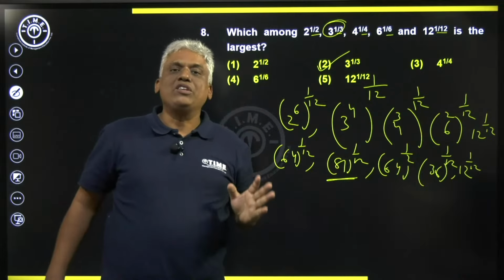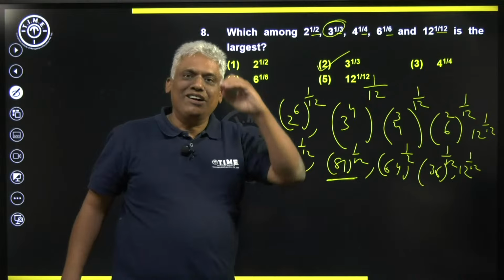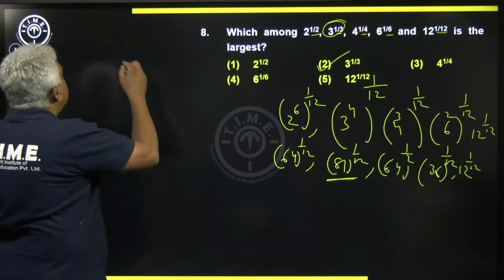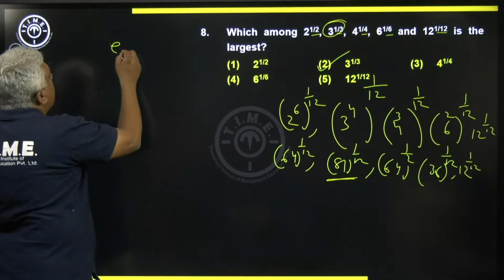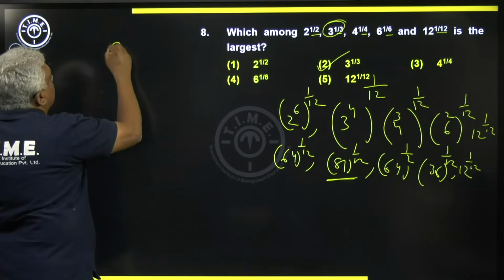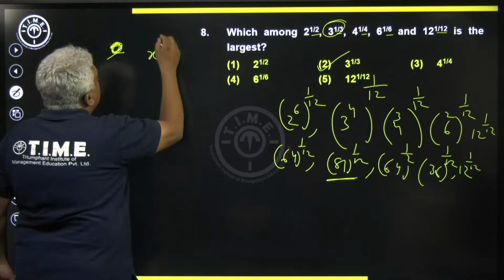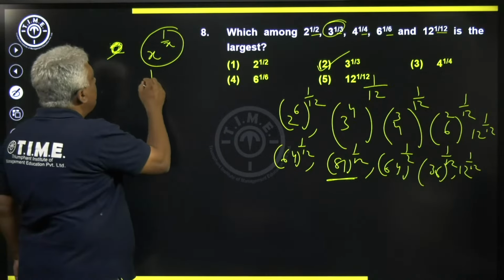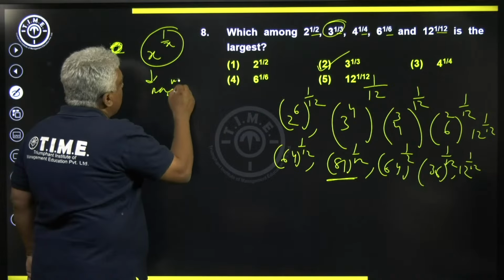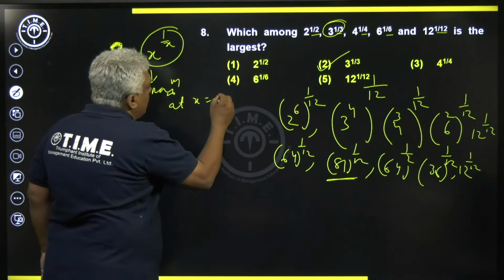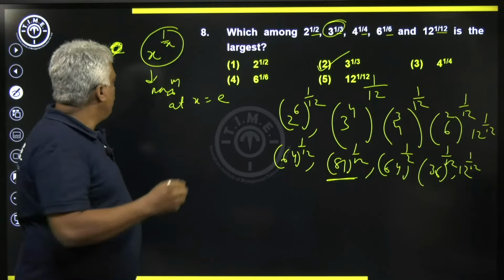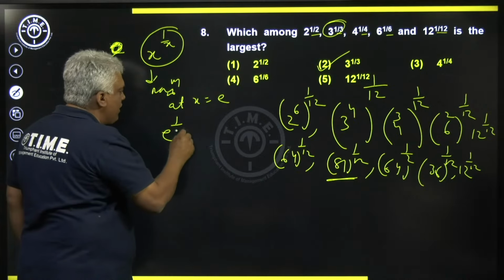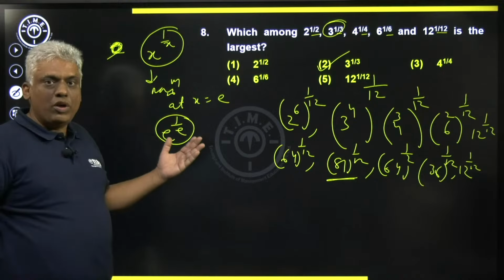Now, there's an ultra shortcut to this. If someone has done calculus in school days, you may remember that the function x to the power 1 by x is maximum at x equal to e, where e is the base of the natural log. So in this kind of question, e to the power 1 by e is the maximum.